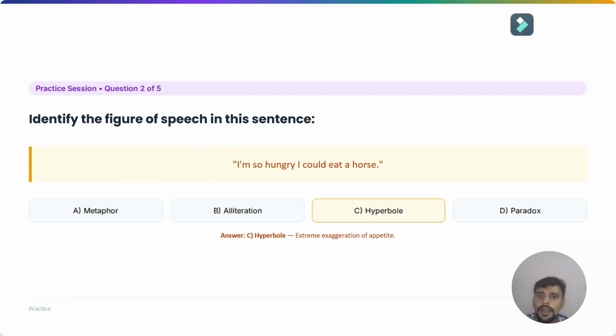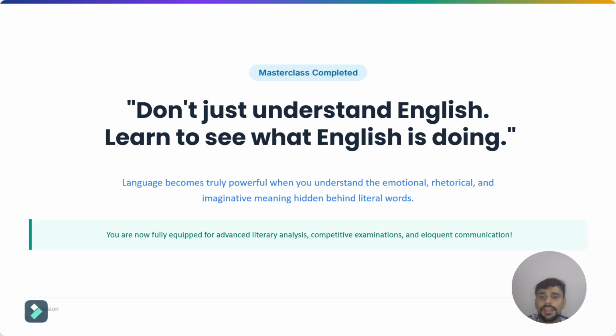I ate 3 sandwiches because I was hungry. That's not necessarily hyperbole. It's simply information. The difference is the degree of exaggeration. When an answer option says hyperbole, look for deliberate, dramatic, impossible, or highly exaggerated language. If the exaggeration is used for emphasis rather than deception, hyperbole is likely.